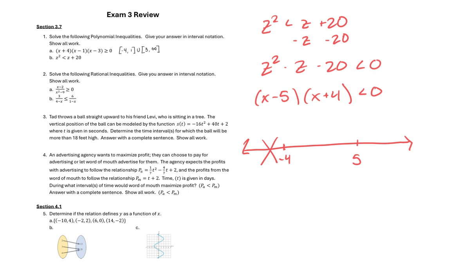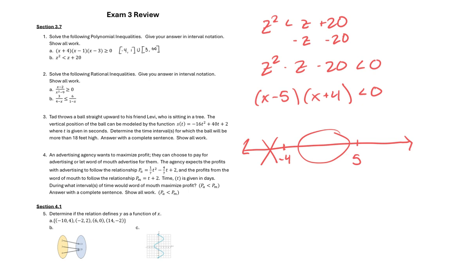Alrighty, well, let's think about it. Let's choose a fun number in there. Let's do +2. We have 2 minus 5, which is going to be a negative number. And then we have +2 plus 4, which is going to be a positive number. So a negative times a positive is going to give us a negative number, so this section does work for us. All right, now checking our last section, we have a number bigger than +5.